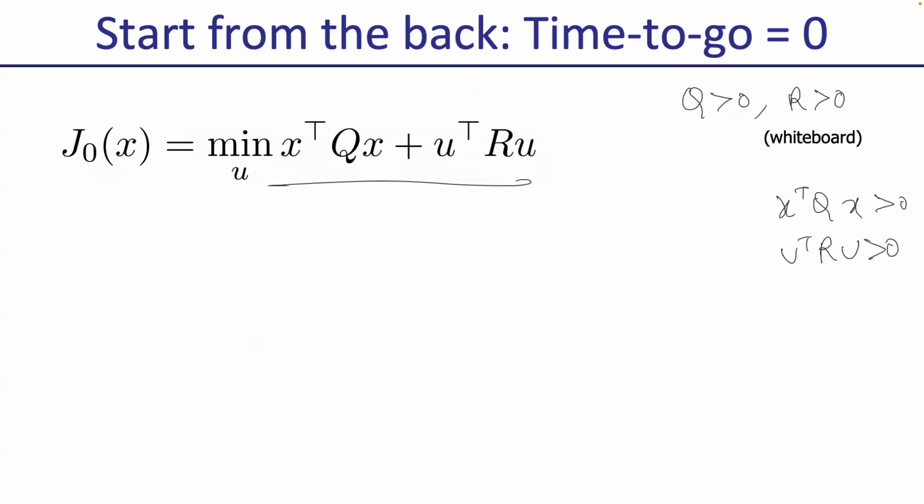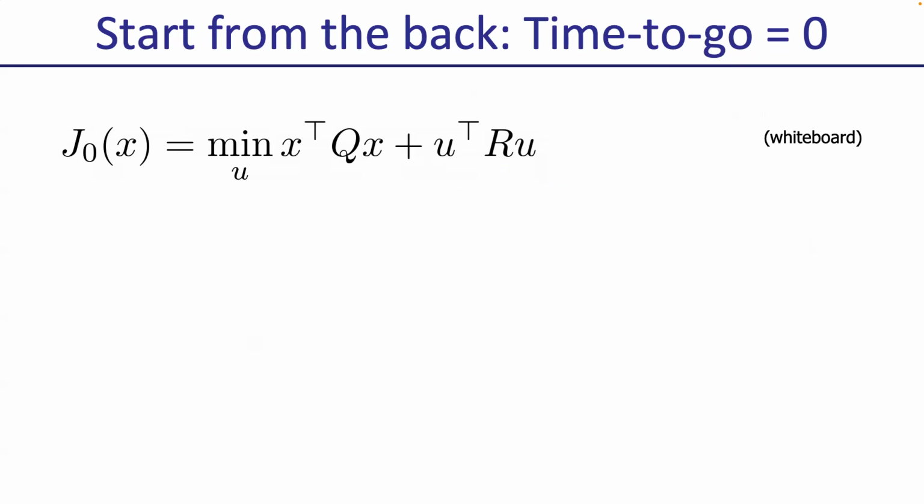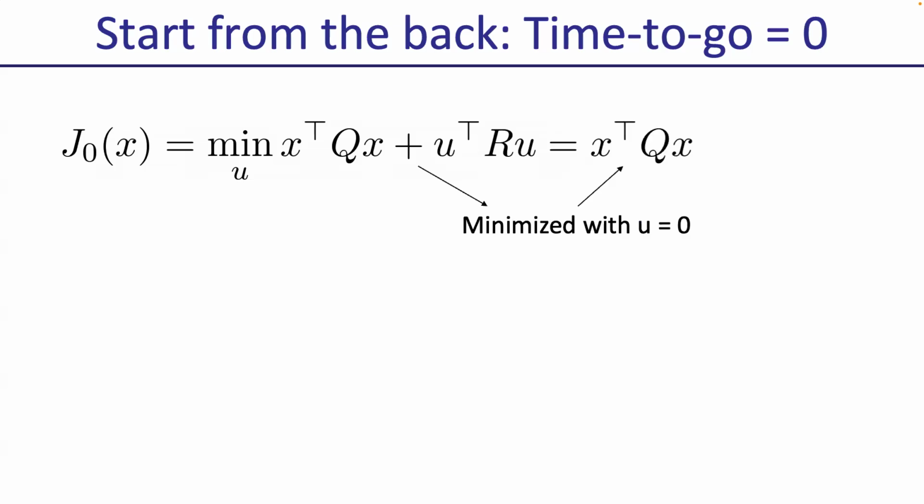U is equal to 0, right? And so because these are positive definite, the minimum is at U equal to 0. And if U is equal to 0, then the right term goes to 0, so U transpose RU is going to go to 0, which means that the cost at the last time step is X transpose QX. Now, as Marco brought up last time, that cost may not be zero.